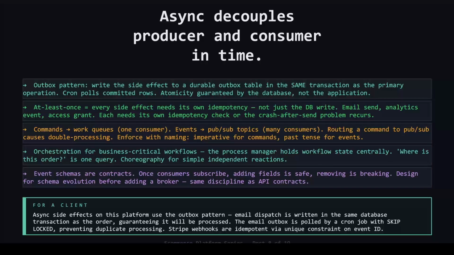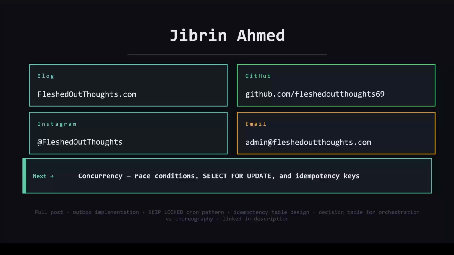For a client, async side effects on this platform use the Outbox pattern. Email dispatch is written in the same database transaction as the order, guaranteeing it will be processed. The email Outbox is polled by a cron job with skip locked, preventing duplicate processing. Stripe webhooks are idempotent via a unique constraint on event ID. I'm building a full stack e-commerce platform for digital products and software services with Next.js and Supabase.